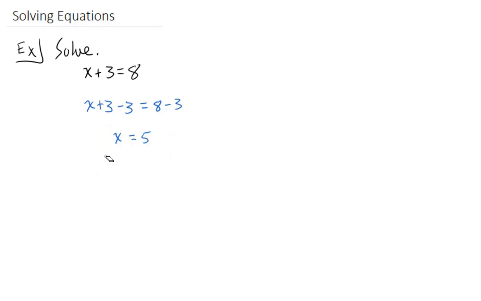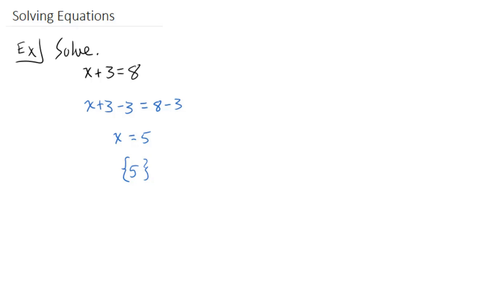The idea here with this equation is if I plug a 5 in for x, then I'll have 5 equals 5, which is a true statement. The solution is 5. It's the value for the variable that makes the equation true. It is not itself an equation. So the solution there is 5.